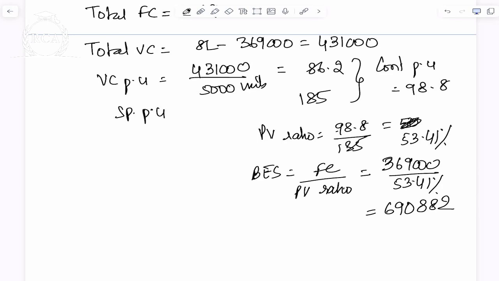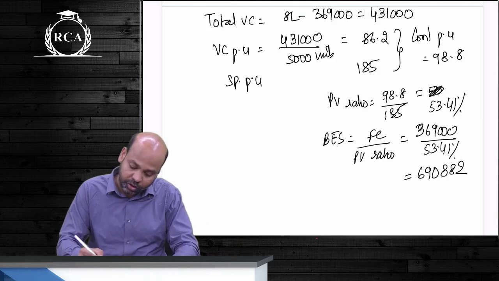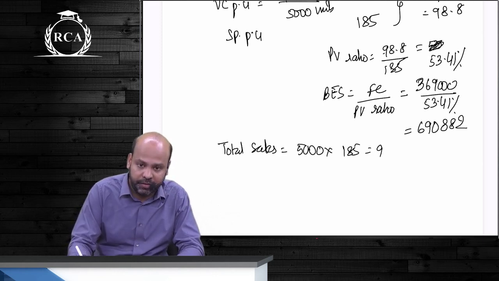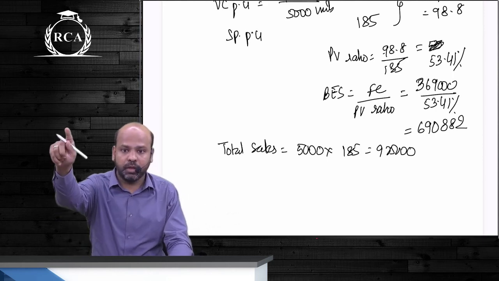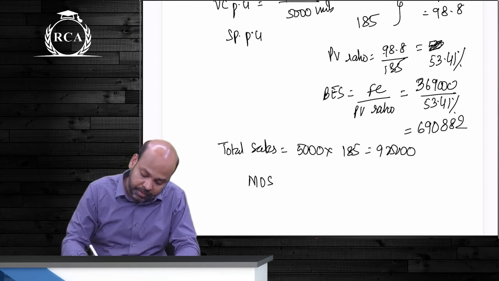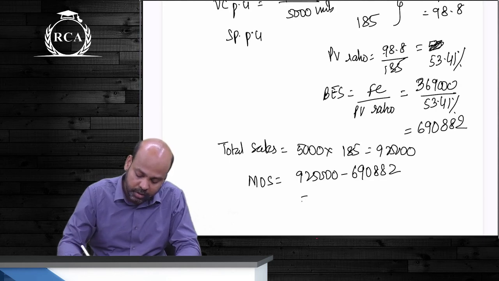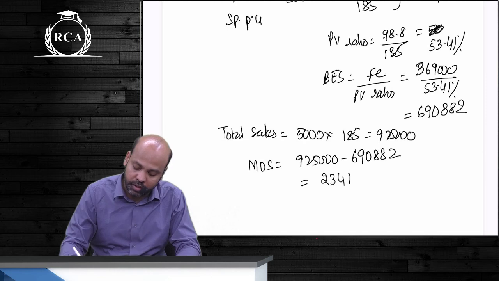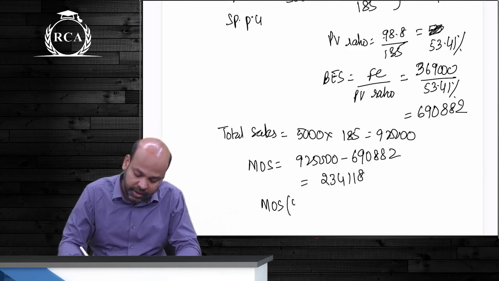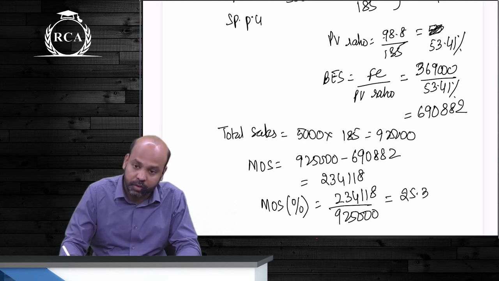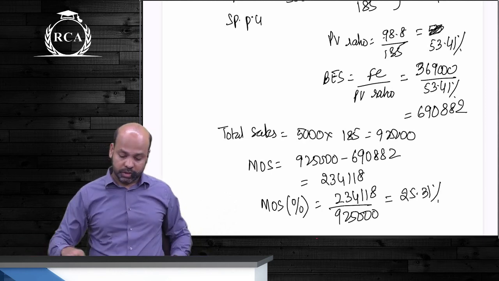Did you all get the answer, guys? After this, beta, what will be your margin of safety? How much are total sales, beta? 5,000 units multiplied by 185, guys. 9,25,000 rupees. Margin of safety, beta, will be equal to 9,25,000 minus 6,90,882. How much will that be? 2,34,118. Margin of safety in percentage, beta, will be equal to 2,34,118 divided by 9,25,000, which is 25.31%. Did you understand, guys?